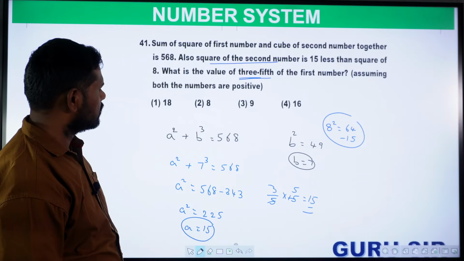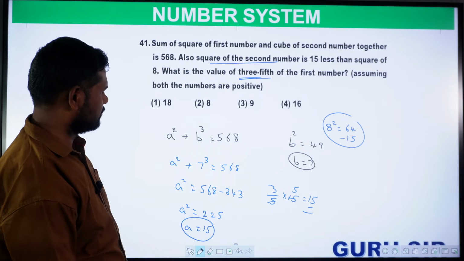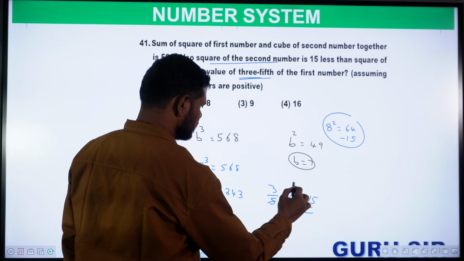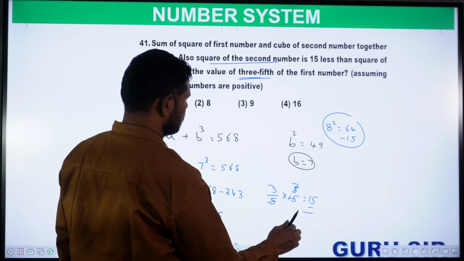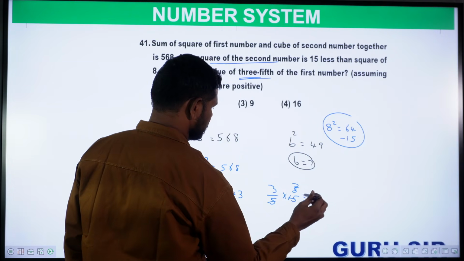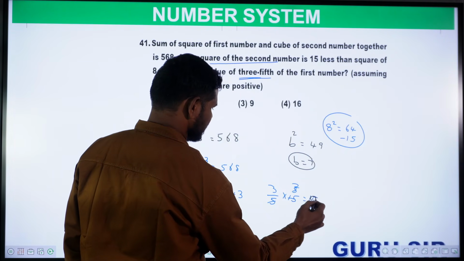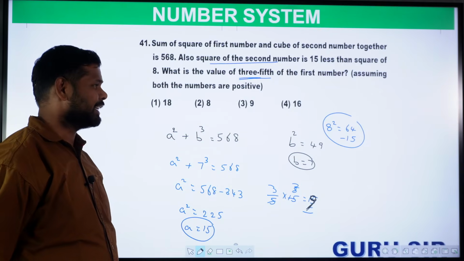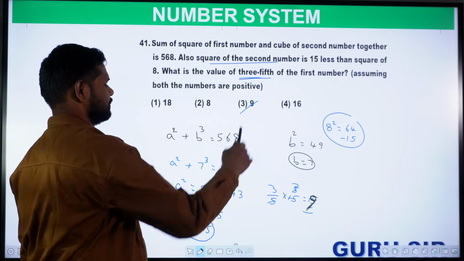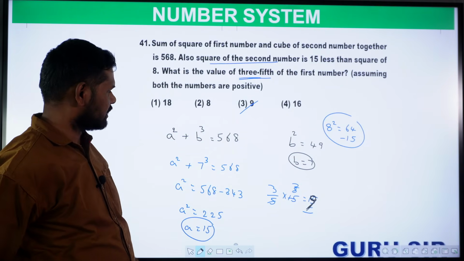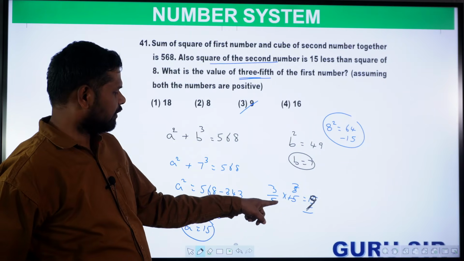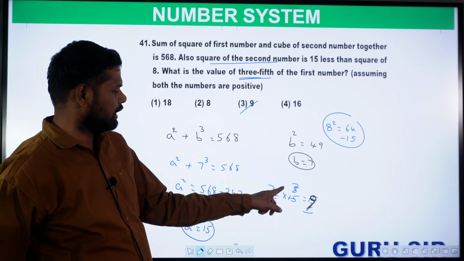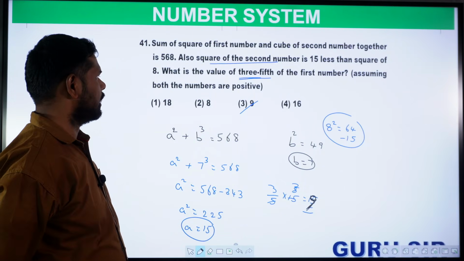Right, 3/5 of the first number. 5 into, sorry, 5 threes, 3 into 3, 9. That is the answer. Sorry, I am also confusing here. So 9 is the answer. 3/5 of the first number, first number is 15. 3 by 5 into 15. 5 ones, 5 threes, 3 into 3, 9 is the correct answer.